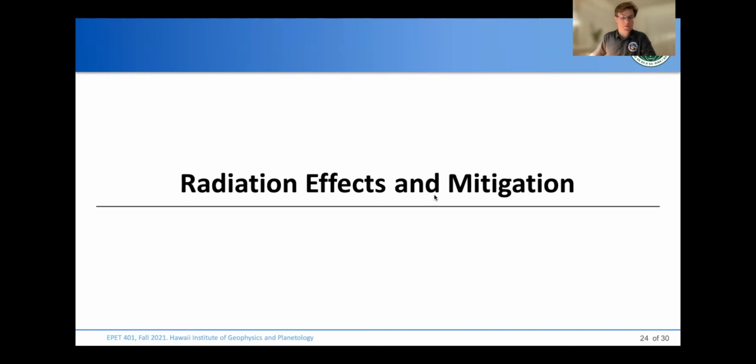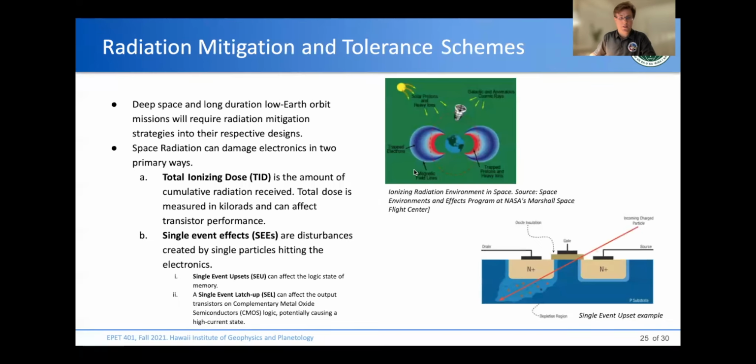Okay, so let's talk about radiation effects and mitigation. Deep space missions or long duration missions, even in low Earth orbit, have to have some kind of radiation mitigation strategy. CubeSats sometimes don't have to worry too much about these, but it's still good practice because we will face radiation in space no matter what. But the higher or the more critical a mission is, the more important this factor becomes.